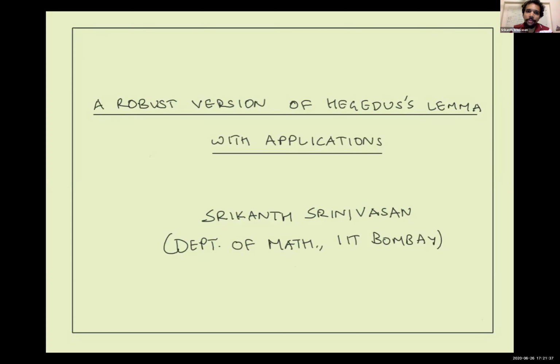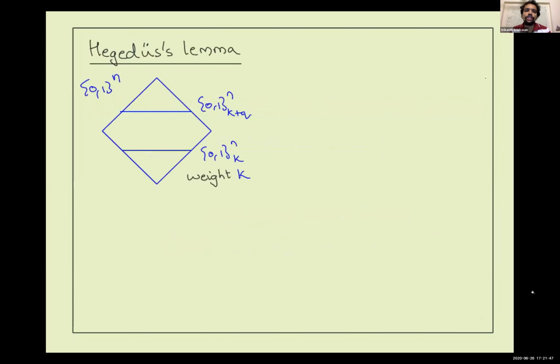So I'm going to be talking about a robust version of Hegedus lemma, which is a nice lemma in combinatorics with some applications to theoretical computer science. So let me start off with the statement of Hegedus lemma. This is a lemma about polynomial functions on the hypercube.